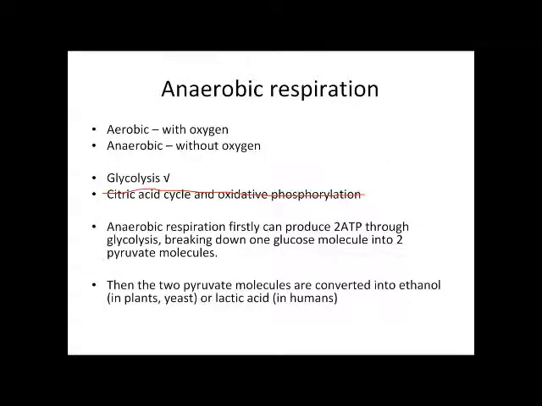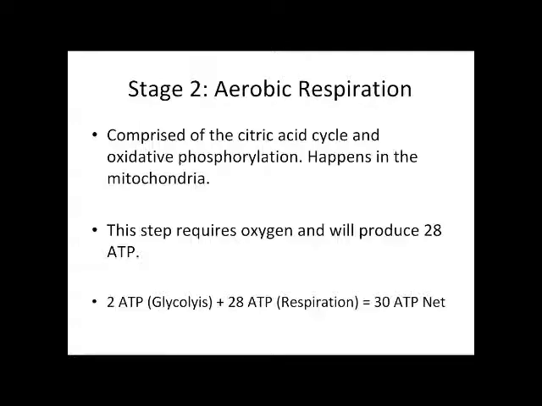Now, aerobic respiration, I'll just go back here. It says 30 ATP net because those are the figures that are given to you through the Excellence in Biology. But in other books, it can vary. It can be between 28 and 38 ATP net. Okay, this is because theoretically 38 ATP net total could be created from one glucose molecule.